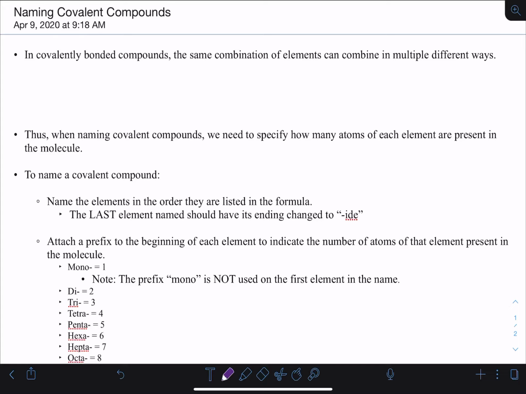So that means that in covalently bonded compounds, the same combination of elements can combine in multiple different ways. So for instance, hydrogen and oxygen bond covalently, and they can either form H2O or they can form H2O2. Carbon and oxygen also bond covalently, since they're both nonmetals, and can form either CO or CO2.